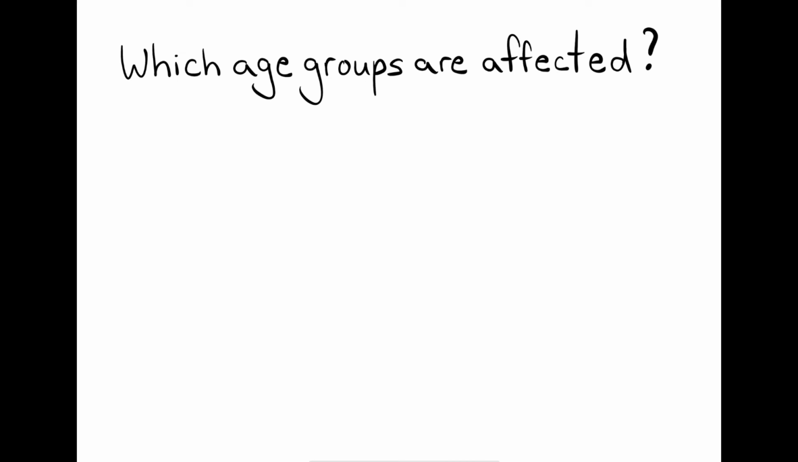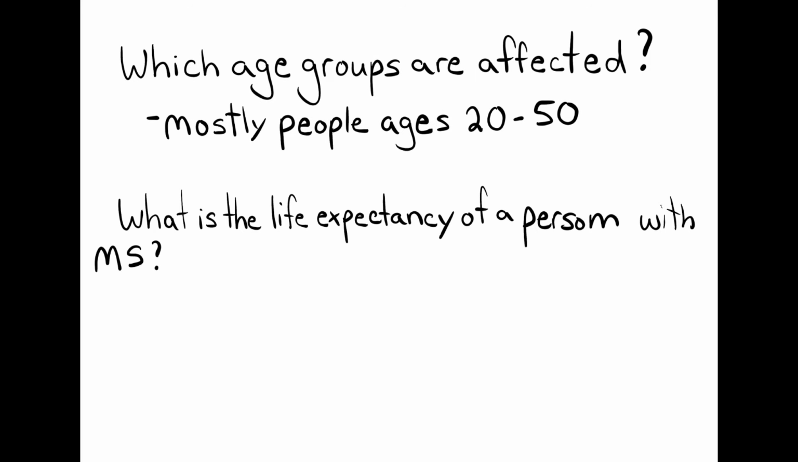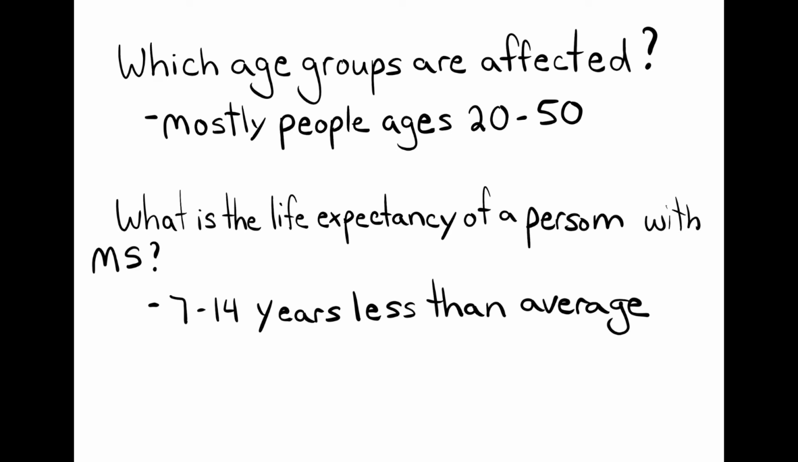Multiple sclerosis affects people of all ages, but most people are diagnosed between the ages of 20 and 50. The life expectancy of those diagnosed with MS is reduced by 7 to 14 years, but the long-term effects of multiple sclerosis are unpredictable and the severity varies from person to person.